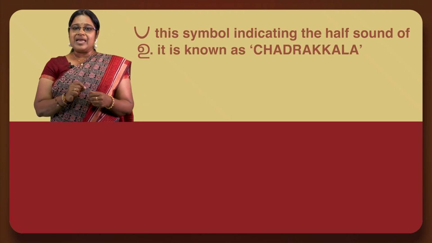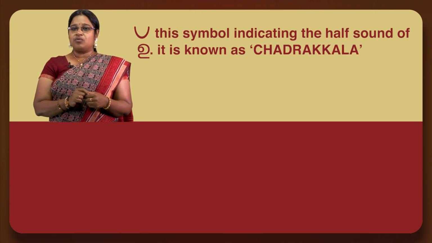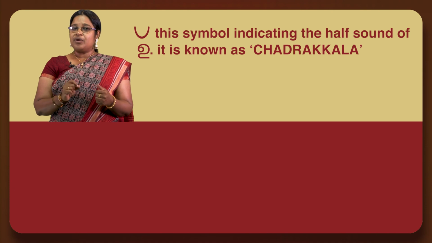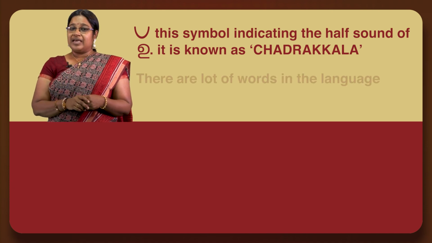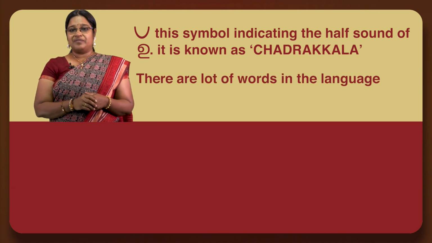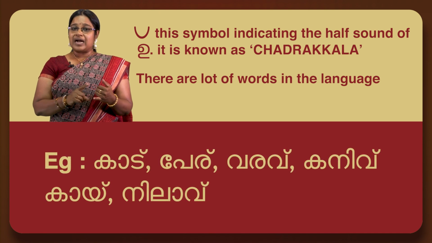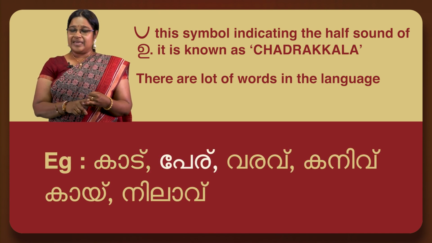This symbol indicating the half sound of O is known as Chandrakala. There are lot of words in the language. Example: Kaada, Pere, Varava, Kaniva, Kai, Nilava, etc. Let us read some words and sentences.